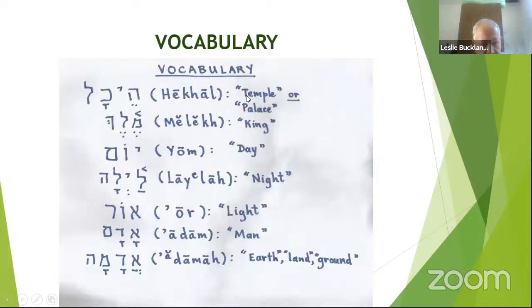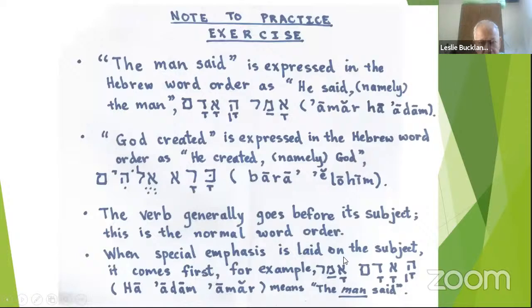Hekal, meaning temple or palace. Melech, meaning king. Yom, meaning day. Layla, meaning night. Or, meaning light. Atham, meaning man. In the biblical Hebrew, this is a TH. In modern Hebrew, it is a D. Athama, same thing for this. In modern Hebrew, it's a D, but in biblical Hebrew, it's a TH. Athama, earth, land, ground.